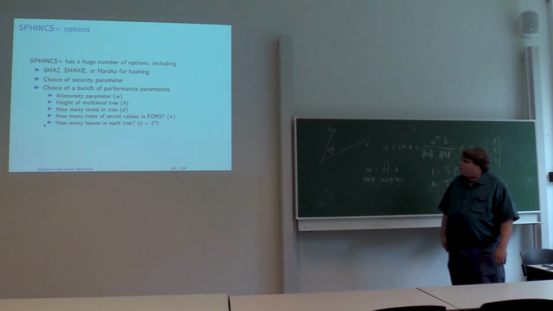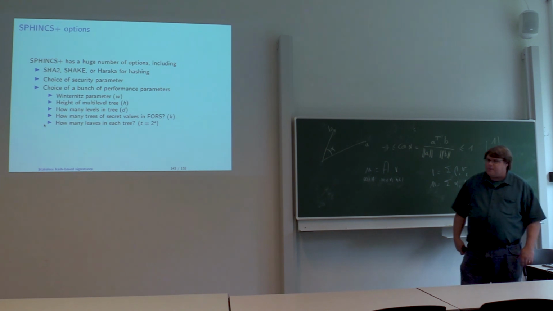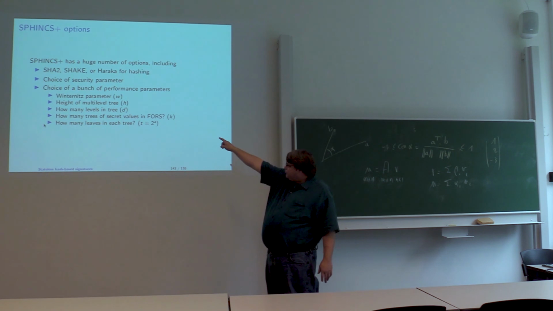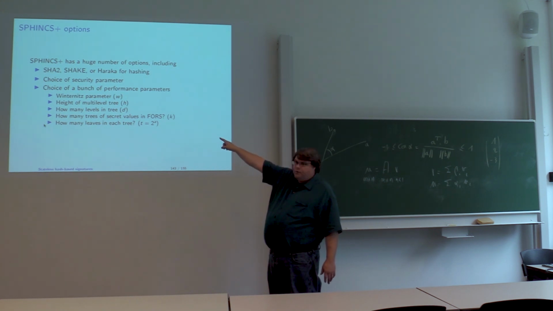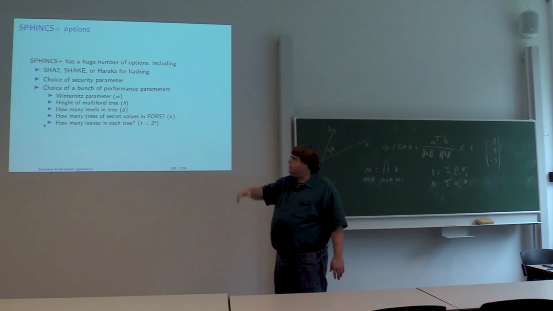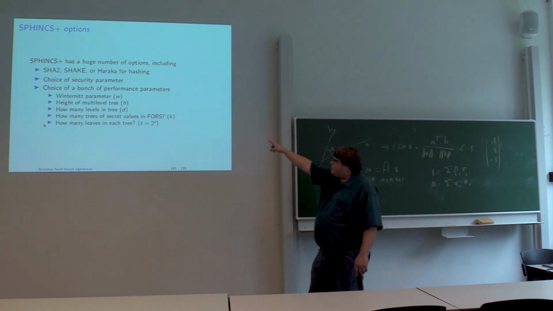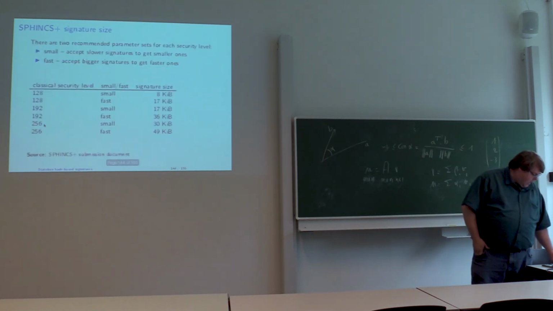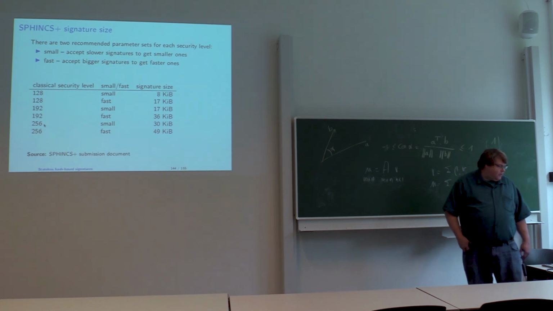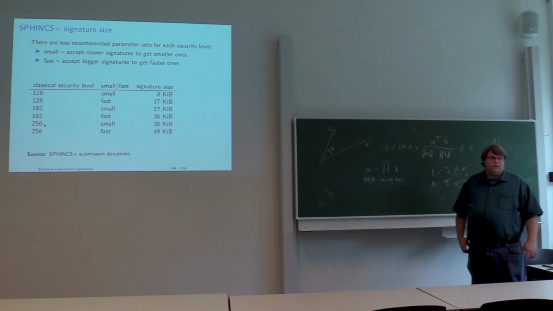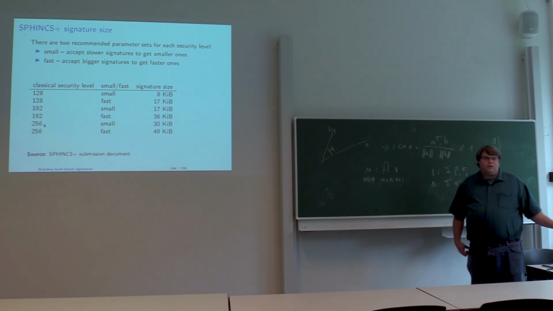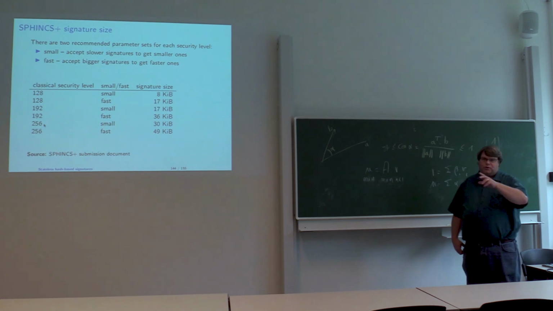Without talking about a whole lot of detail, I want to point out there are a huge number of these options, and we've talked about all of these. If you look at their spec, there's the Winternitz parameter, the height of the multi-level tree, how many levels, how many subtrees, how many trees of secret values, and how many leaves in each of those trees. Those are all parameters. An interesting feature here is that there's a huge space of parameters, so you have to try a whole bunch of different ones to see which give you better performance.